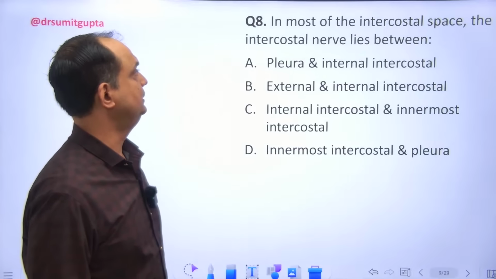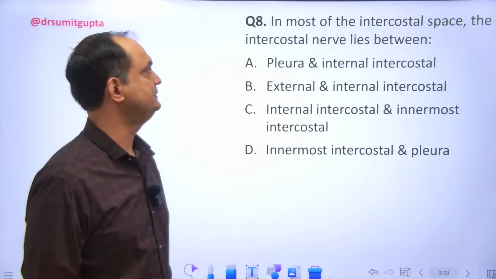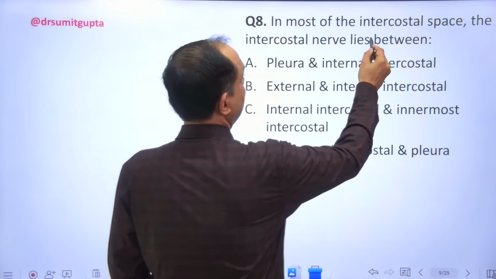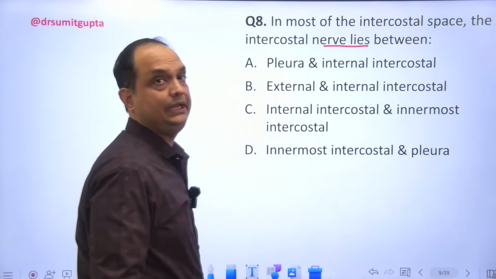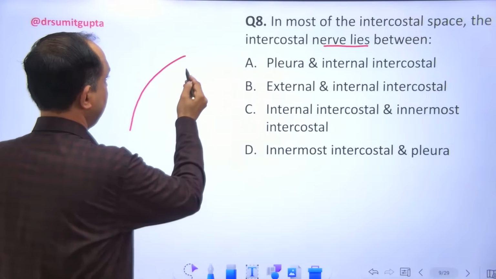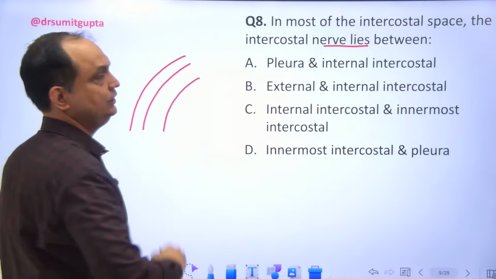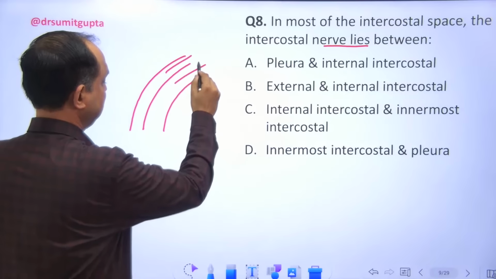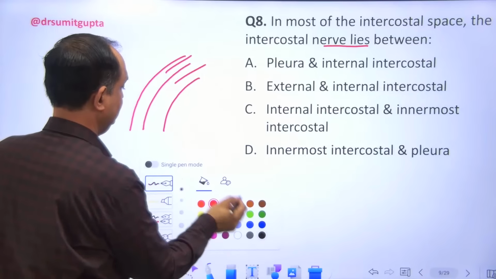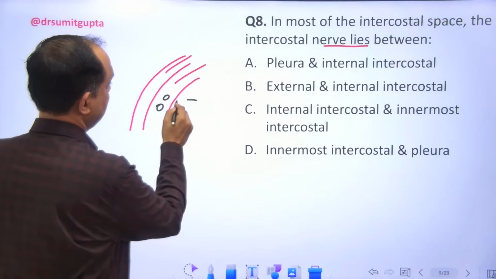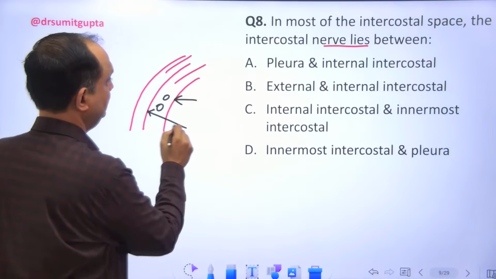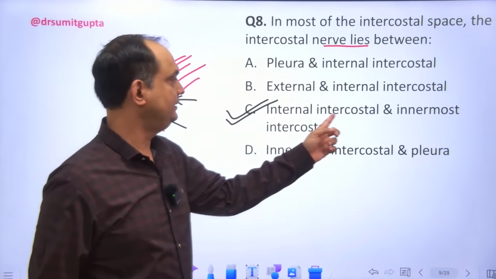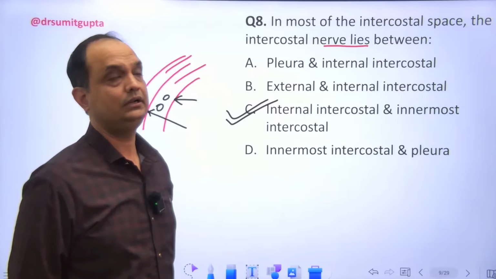Now this is the next question. In most of the intercostal spaces, the intercostal nerve lies between. Now see, whenever you are dealing with the three layers, external intercostal, internal intercostal and innermost intercostal, where will you find it, in between these or these? So the answer is that your nerve lies here. Now which are the muscles? Innermost and internal intercostal. So where is the option? Option is C, that the nerve lies between the internal intercostal and the innermost intercostal.